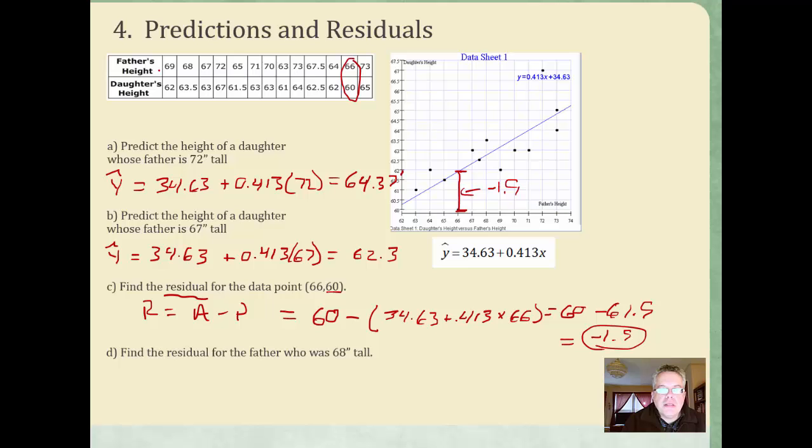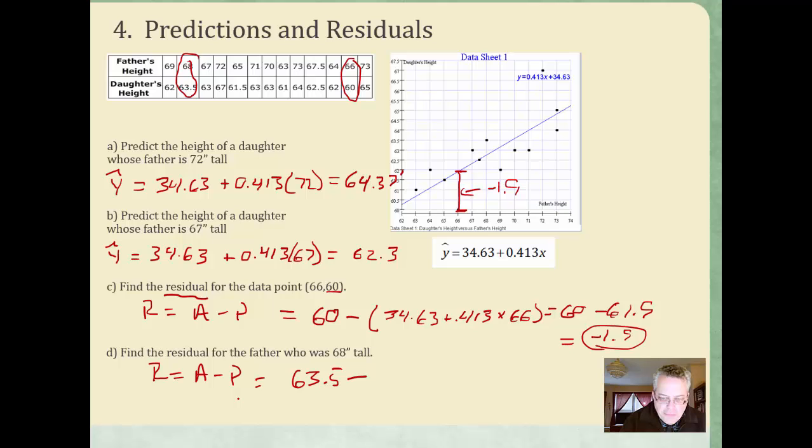Well, 68 inches, I have to find it in the data table, corresponds to that point. So residual equals the actual value minus predicted, which is going to be 63.5 minus. I have to calculate what's predicted for the guy who's 68 inches tall. So I'm just going to do that real quick on my calculator.